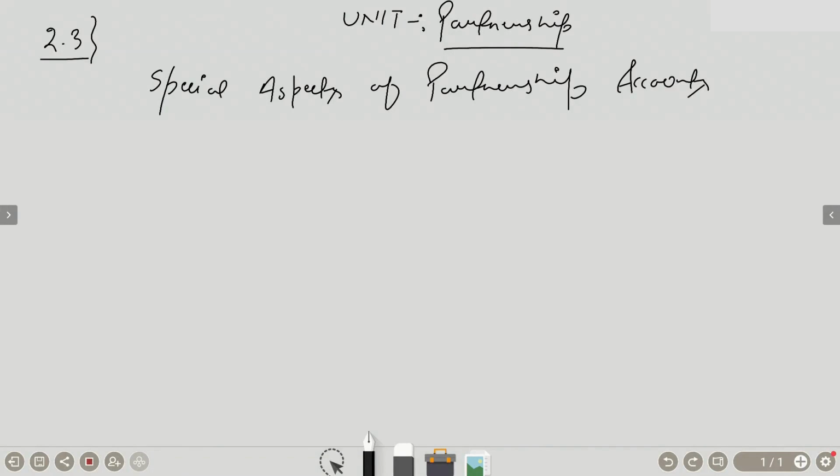This is our fourth class in a row, and we have been studying accounting for partnerships. Today's topic is special aspects of partnership accounts.